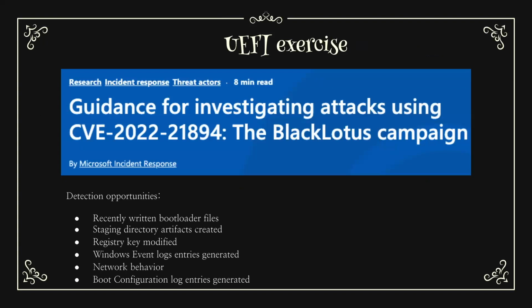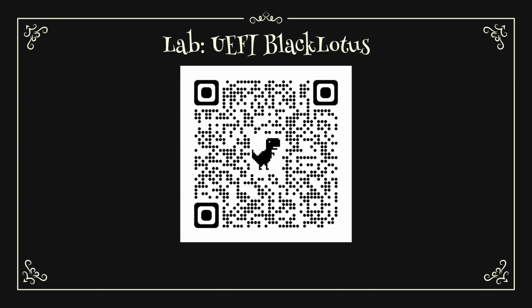In the last exercise we looked at a MITRE entry and kicked off a few detection use cases from there. In this exercise, we're going to walk through a really great Microsoft blog on BlackLotus. I'm going to be installing a copy of BlackLotus, and then we're going to show the visibility and detection on that. Some of the opportunities are listed here, but we'll walk through them in a bit more detail in the lab. So that's the lab.